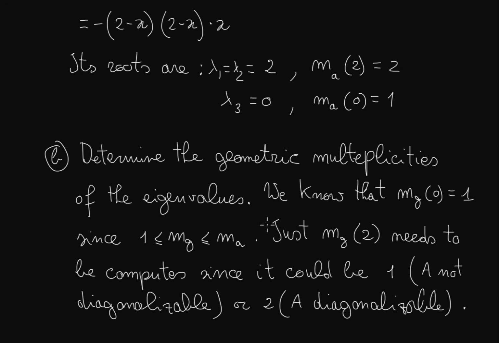The only thing we have to check is the geometrical multiplicity of 2, which, since the algebraic multiplicity is 2, could be equal to 2. In that case, the matrix A is diagonalizable because there are no other eigenvalues I have to check. Or else, if the geometrical multiplicity is 1, then the matrix will not be diagonalizable.